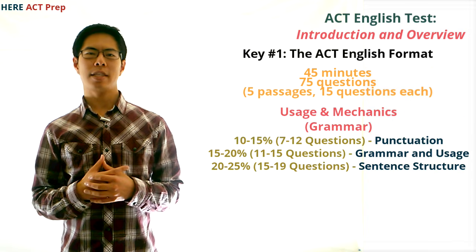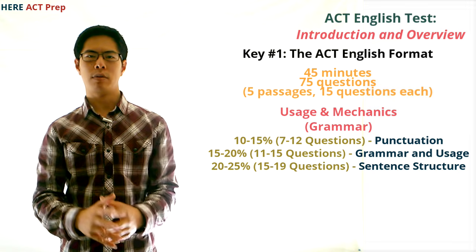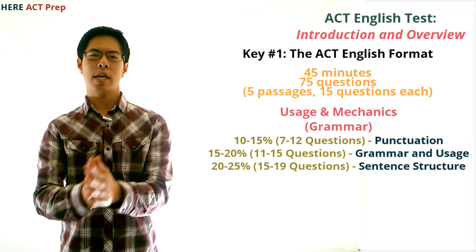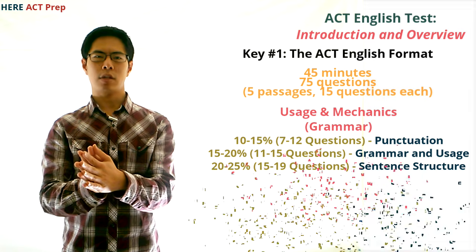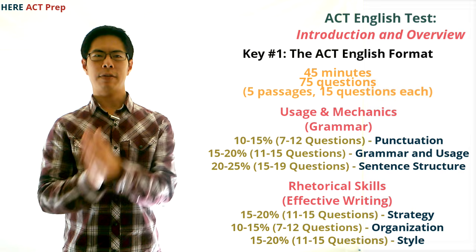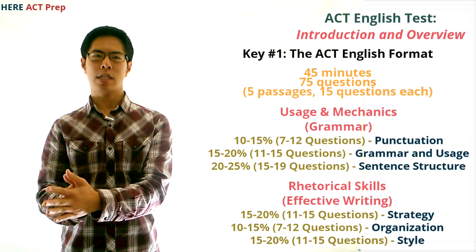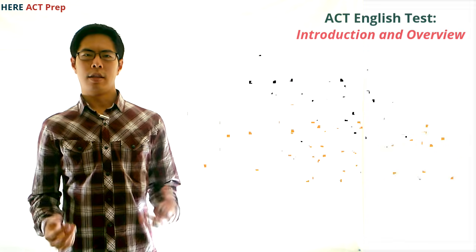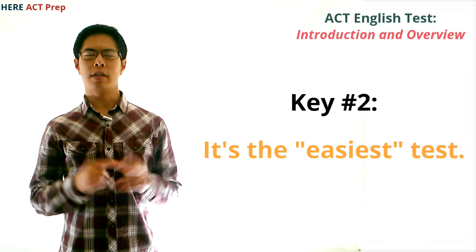For the usage and mechanics section, there will be 10 to 15% or 7 to 12 questions on punctuation, 15 to 20% or 11 to 15 questions on grammar and usage, and 20 to 25% or 15 to 19 questions on sentence structure. For the rhetorical skills section, there will be 15 to 20% or 11 to 15 questions on strategy, 10 to 15% or 7 to 12 questions on organization, and 15 to 20% or 11 to 15 questions on style.